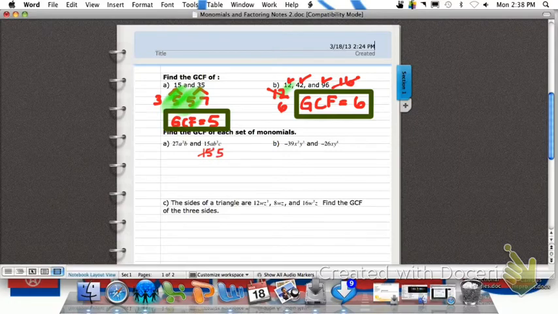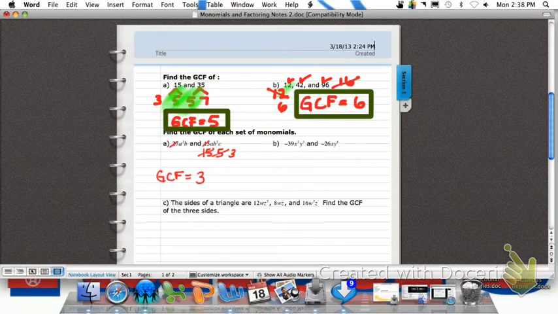Does 5 go into 27? No, it does not. So then my next one would be 3. Okay, does 3 go into 27? It does. So far, my GCF is equal to 3. So now my big numbers are taken care of.